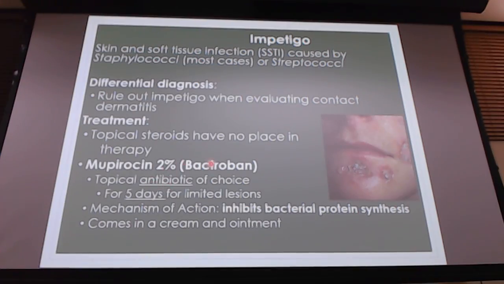We have our Mupirocin here, our Bactroban topical. They put it on for 5 days, and then you can typically see this kind of clear up. Mechanism of action, stopping protein synthesis, so the bacteria can't continue to replicate. It comes in cream and ointment. Depending on how your patient presents, if they're very flaky and dry, the ointment is going to be the better choice for you over your cream.